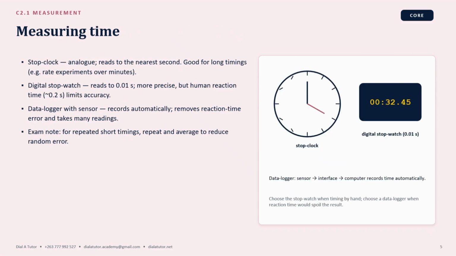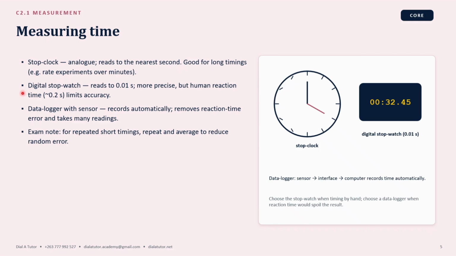Now, three ways to measure time. The stopwatch is precise to a hundredth of a second. As you can see, we have the stopwatch here. And then obviously we have what is known as the stop clock. But normally with this one, people tend to have problems with reaction times. Let's have a look at what we have here. Stop clock, analog, reads to the nearest second. Good for long timings, e.g. rates experiments over minutes.